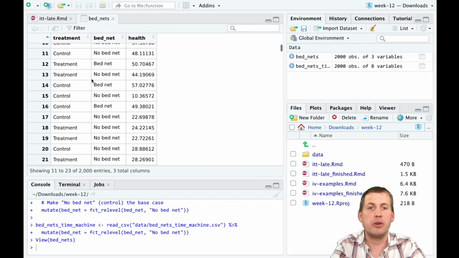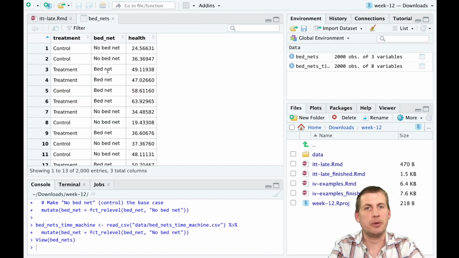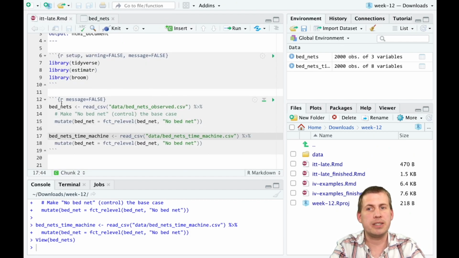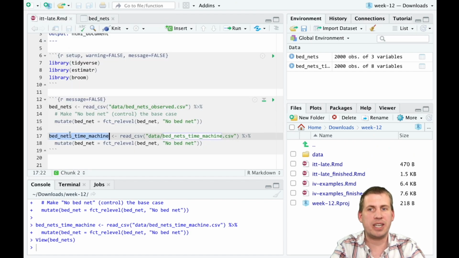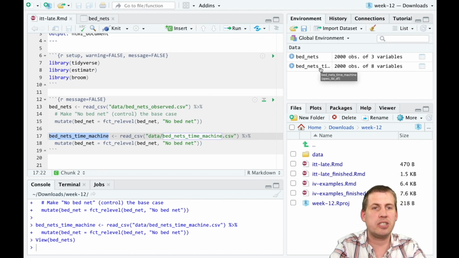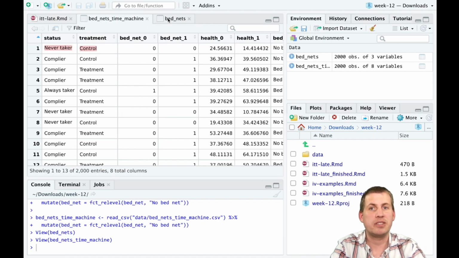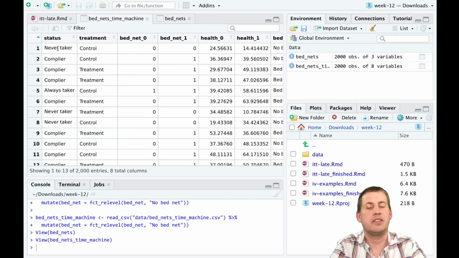So we could keep going through all 2,000 of these people and try to guess who they are, if they're an always taker, a never taker, a complier. Or we can go a faster route and plot them. But using this bed nets data here, we can't actually tell who is who. And so I also included a second data set here called bednets time machine, which, again, you can't see this, but this shows what everybody is. So person 1, we couldn't decide based on this data if they were a never taker or a complier. Here it tells us they're a never taker.